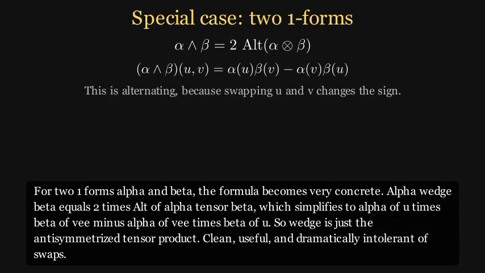For two one-forms alpha and beta, the formula becomes very concrete. Alpha wedge beta equals 2 times alt of alpha tensor beta, which simplifies to alpha of U times beta of V minus alpha of V times beta of U. So wedge is just the antisymmetrized tensor product. Clean, useful, and dramatically intolerant of swaps.